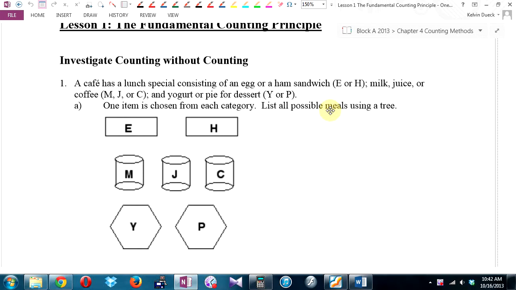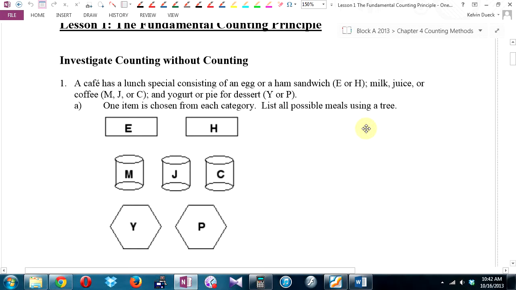Example 1. A cafe has a lunch special consisting of an egg or a ham sandwich, E or H, milk, juice, or coffee, M, J, or C, and yogurt or pie for dessert, Y or P. If you choose one item from each category, how many different meals can you form? One way to do this would be to use what's called a tree.